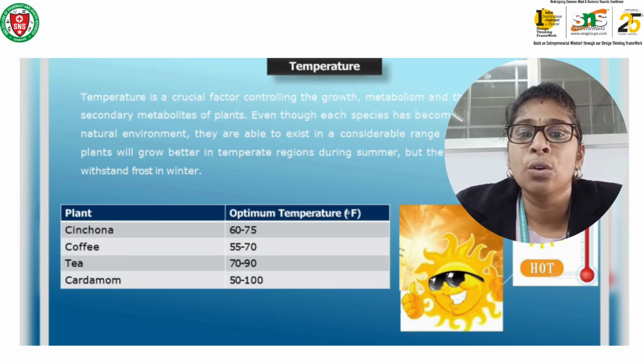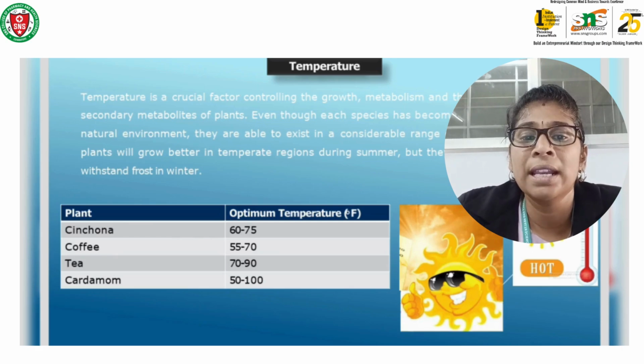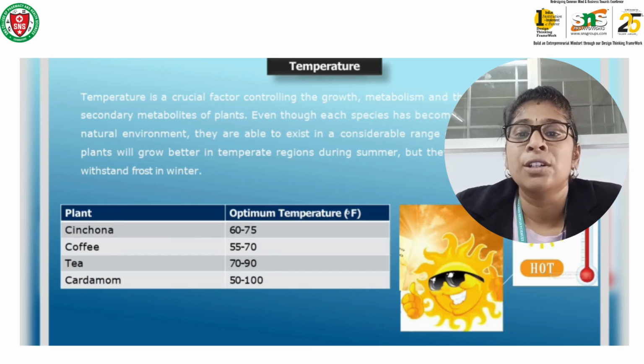Examples: tea will grow only at 1000 to 1500, and all these measurements are in meters. Cinchona also grows well in hill areas, 1000 to 2000 meters above sea level. Camphor 1500 to 2000, cinnamon 250 to 1000, and coffee 1000 to 2000. Hence tea, cinchona, cinnamon, coffee, cardamom and saffron are grown only in hill regions, about 1000 to 1500 or 2000 meters above sea level.